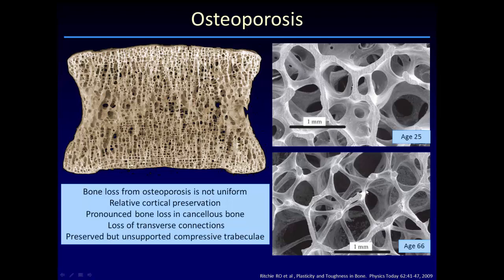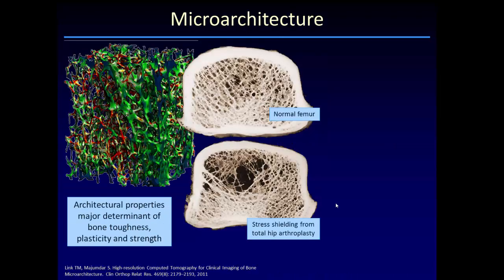And here we can look at some specimens taken from an article by Dr. Ritchie from University of Berkeley, and you can see that as you compare these specimens, the bone in the older specimen is thinned and the voids have become considerably larger, with loss of some of the secondary struts that are present in the younger bone.